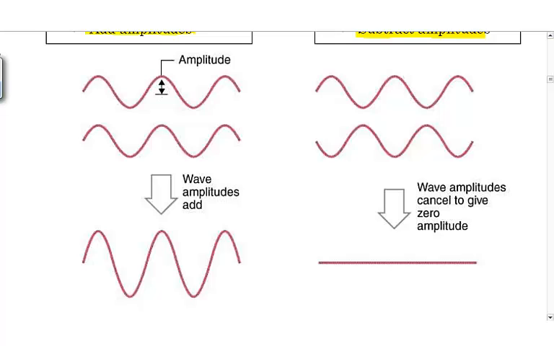On the left-hand side, let's say we had a 1 meter high crest meeting another 1 meter high crest. We would have constructive interference, and we would add those two amplitudes together to produce a 2 meter high crest. On the right side, if we had a 1 meter high crest meeting a 1 meter low trough, those would cancel each other out and we would have a zero amplitude wave.